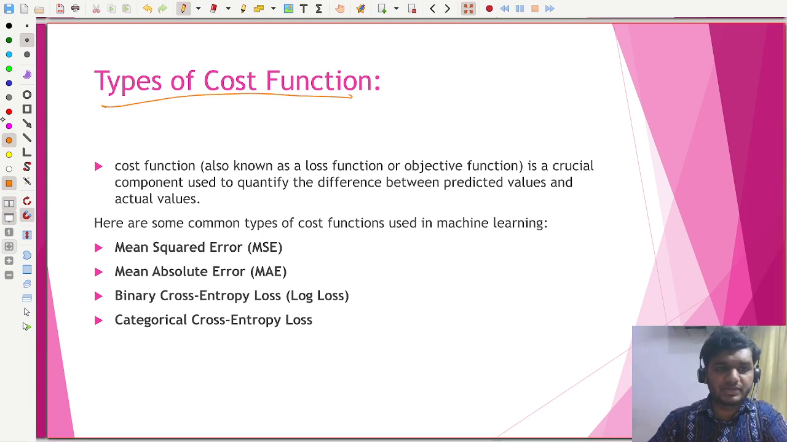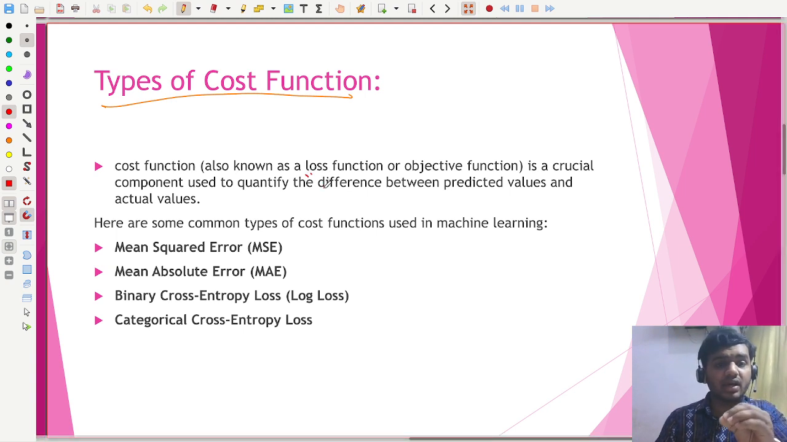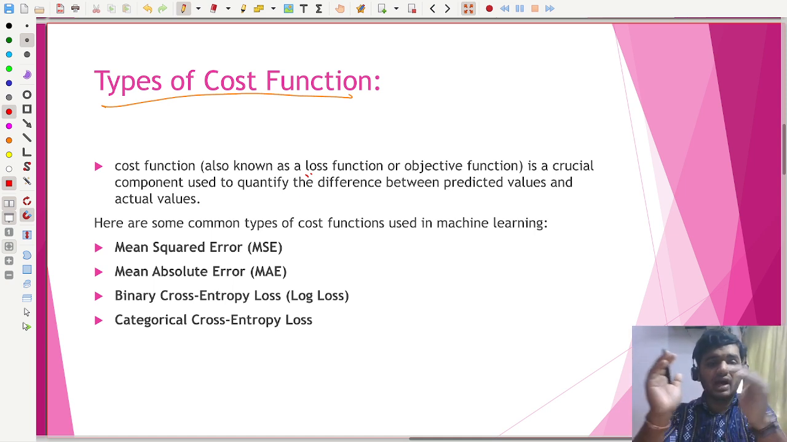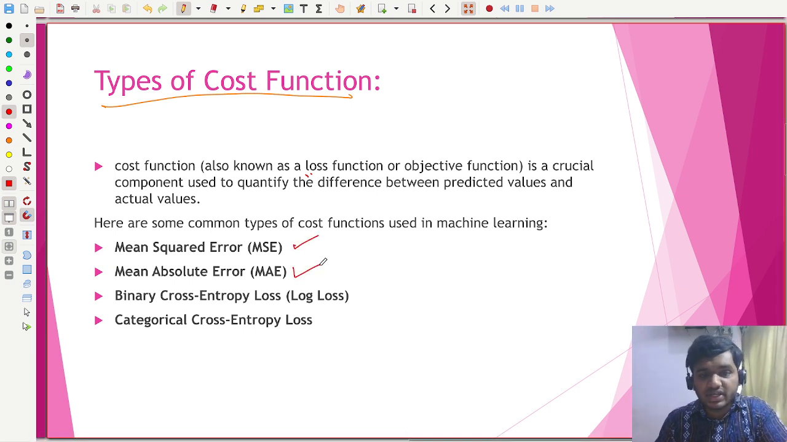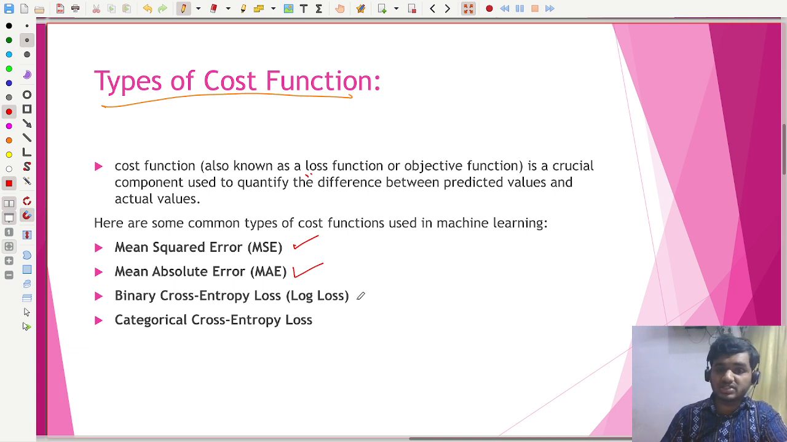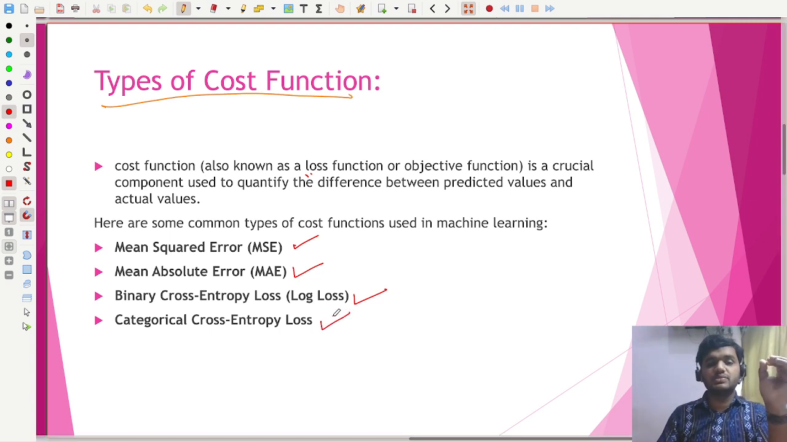Okay, so here types of cost function. We'll discuss cost function, also known as a loss function or objective function. Cost function and loss function and objective function all are same. It is a core component used to quantify the difference between predicted value and actual value. Here we will discuss some of the cost functions: mean square error, second is mean absolute error, third one is binary cross entropy loss, that is log loss, and last one is categorical cross entropy loss. So directly we'll discuss mean square error.